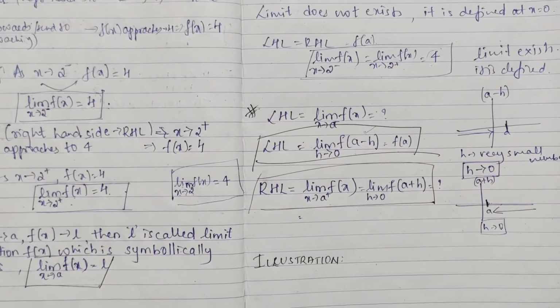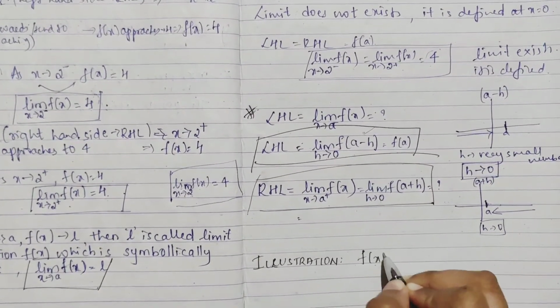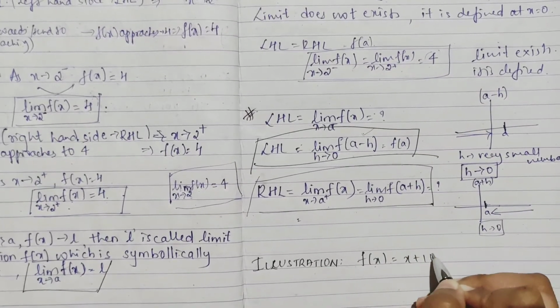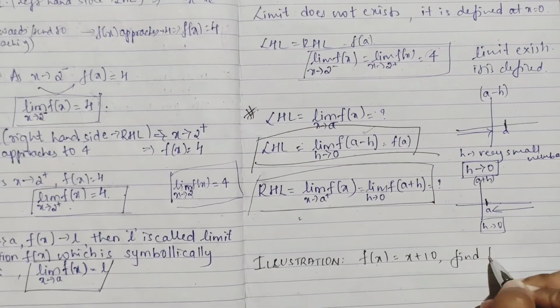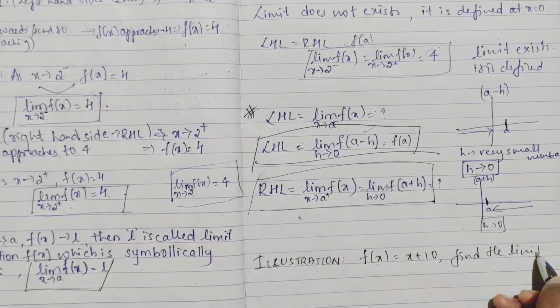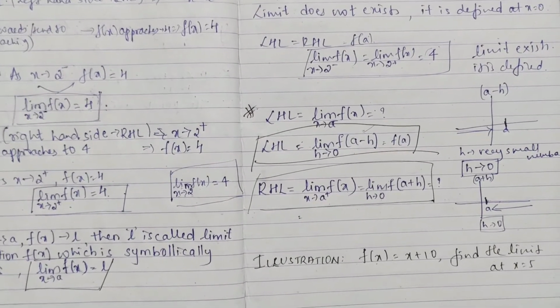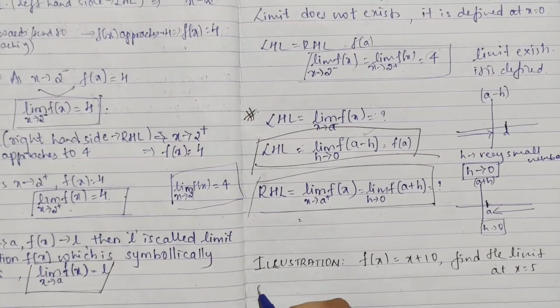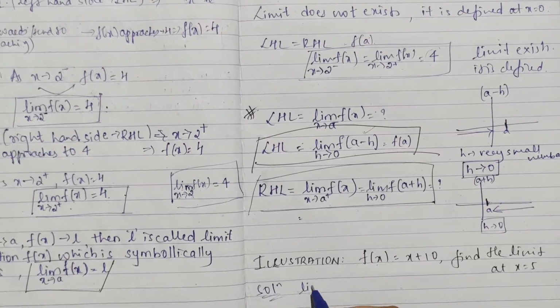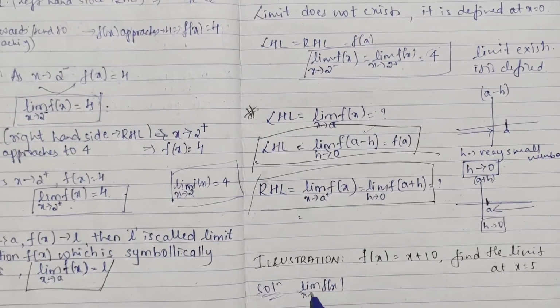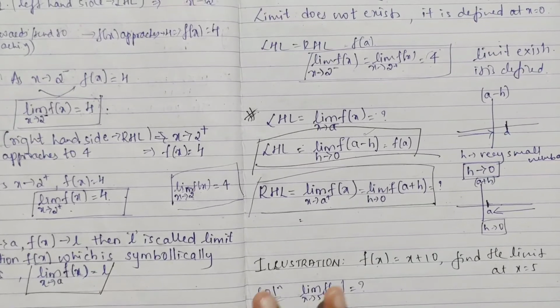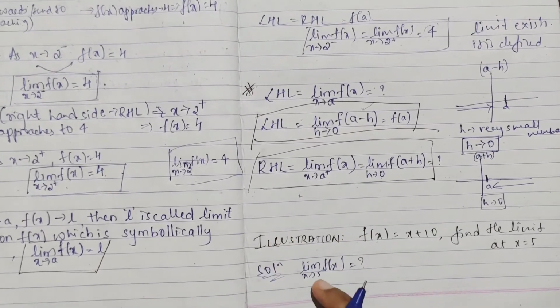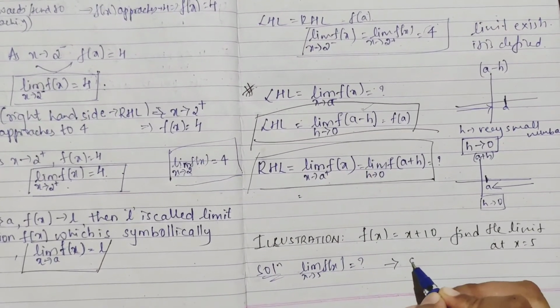We will take an illustration. Consider a function f of x equal to x plus 10. Find the limit at x is equal to 5, they are telling. In short, what they are asking us is the limit of f of x as x tends to 5, its value. So, to find the value, first we should see whether it exists or not.